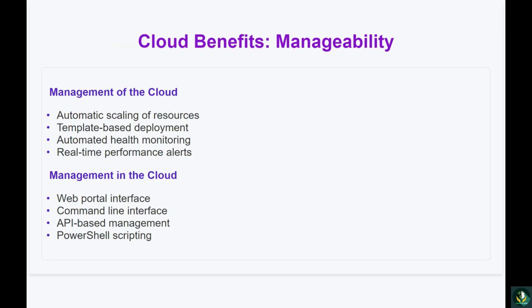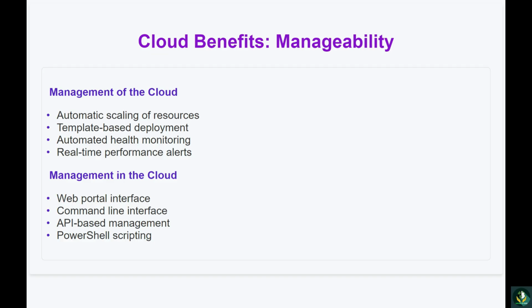Manageability is a crucial aspect of cloud computing that offers significant benefits to organizations. It encompasses two main areas: management of the cloud and management in the cloud. These two facets of cloud manageability provide organizations with powerful tools and capabilities to efficiently control and optimize their cloud resources and environments.